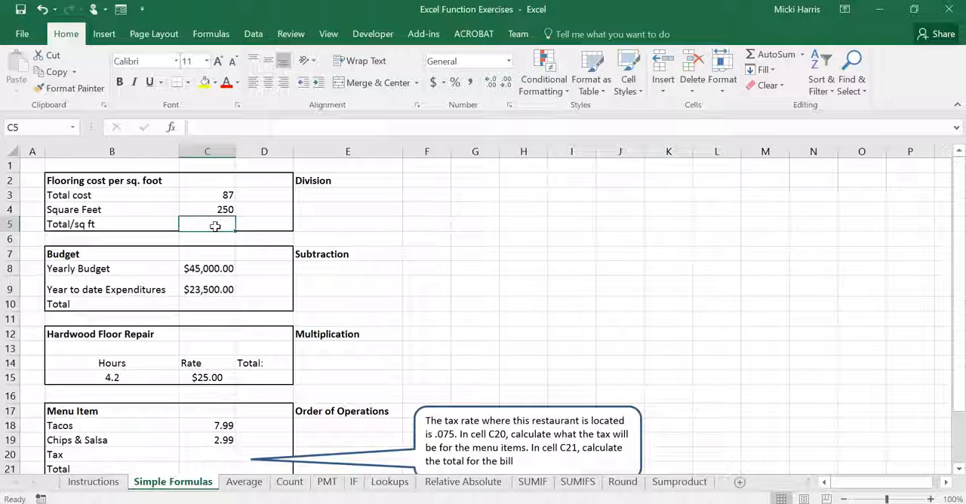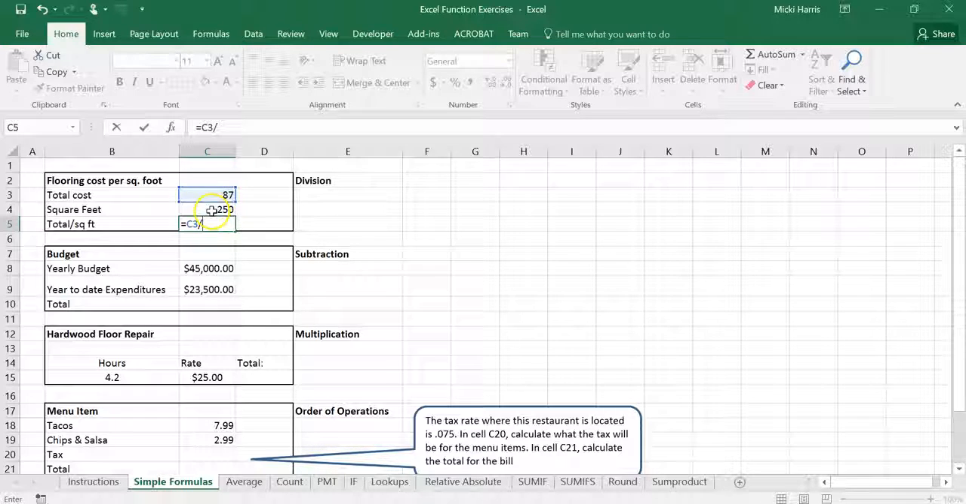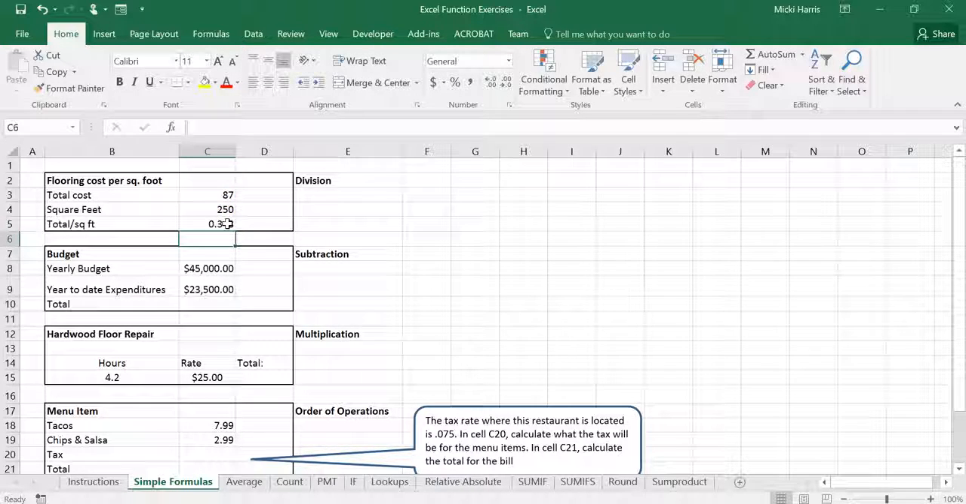Start my formula out with an equal sign. I'm going to click on C3. That's my total cost, divided by the square feet. So divided by, now I'm going to click on C4. So C3 divided by C4. Hit enter. Looks like it's going to cost me, if I were to round this up, 35 cents per square foot.